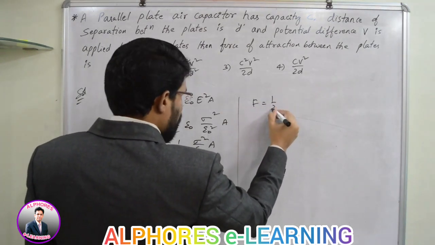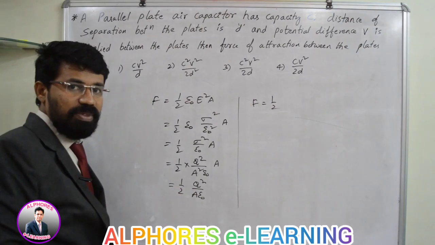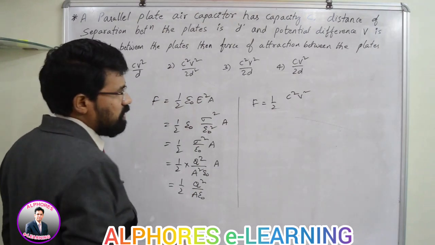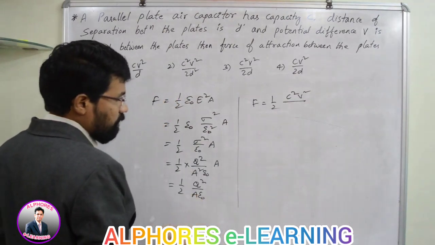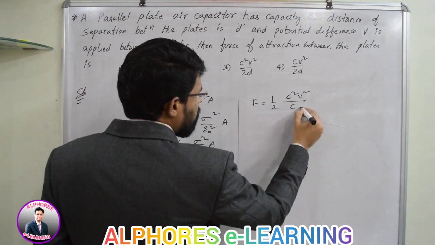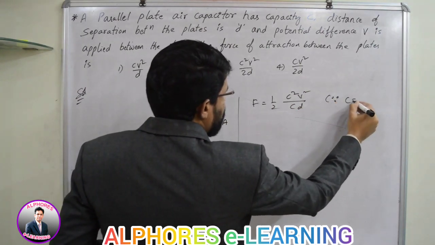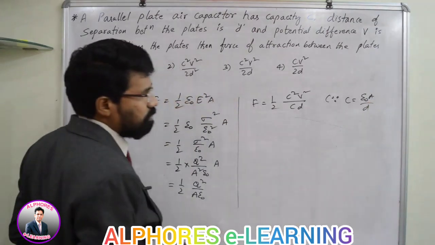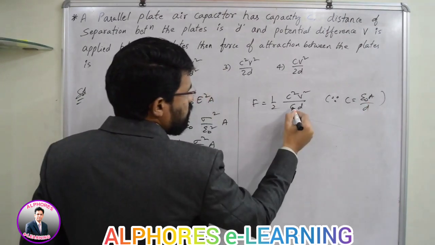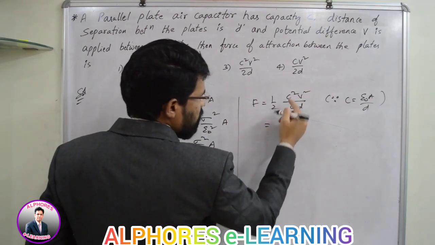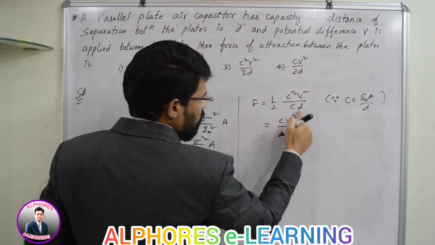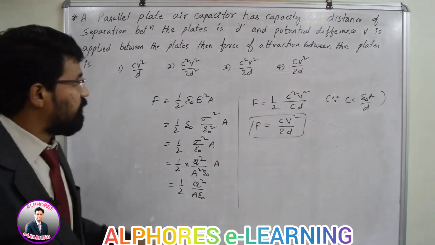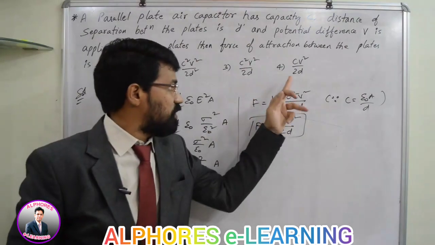F is equal to half into, I am going to replace this Q with CV. Q is equal to what? CV. So Q square is C square V square, divided by A epsilon naught. A epsilon naught can be replaced with CD, because the capacitance of a parallel plate capacitor is C equal to epsilon naught A by D, isn't it? So epsilon naught A is C into D. So here one C gets cancelled and finally you are left with C V square by 2D. So this is the force of attraction between the plates of the capacitor. And which option is that? The fourth one, C V square by 2D.